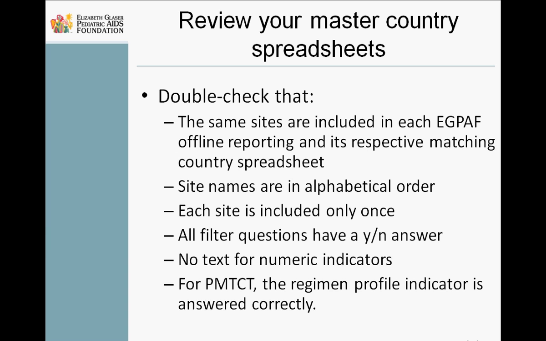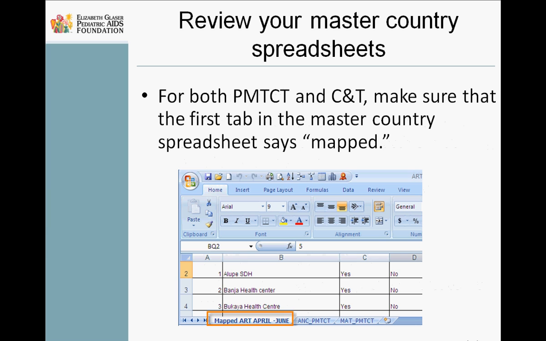Also, make sure that all filter questions have a yes or no answer, that there's no text entered for numeric indicators. And also for PMTCT, make sure that the regimen profile indicator is answered correctly. Lastly, for both PMTCT and care and treatment, make sure that the first tab in the master country spreadsheet says mapped. This is important in order to make sure that the data transfer tool runs properly.